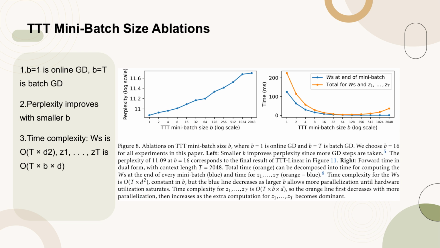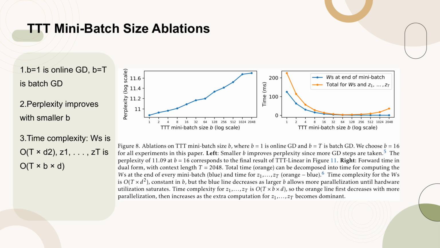Figure 8 presents ablations on the TTT mini-batch size b, where b equals 1 represents online gradient descent, GD, and b equals T represents batch GD. The left panel shows that smaller values of b improve perplexity because more gradient descent steps are taken. The perplexity of 11.09 at b equals 16 corresponds to the final result of TTT-Linear in Figure 11. The right panel illustrates the forward time in dual form with a context length T equals 2048.